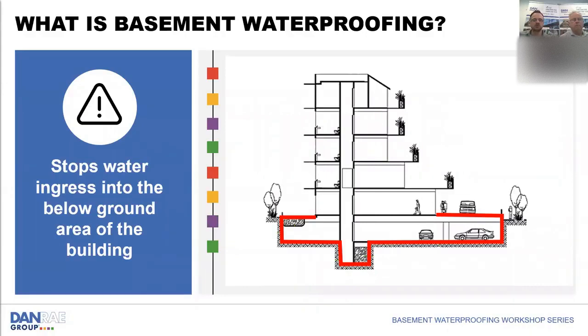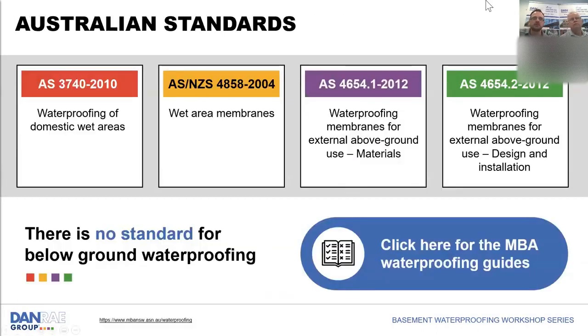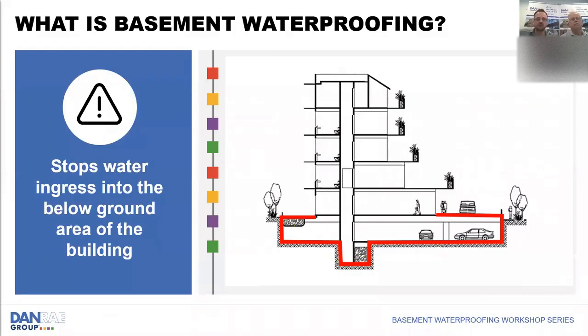So what is basement waterproofing? Basement waterproofing generally stops any water ingress into the below ground of a building. We've highlighted there in red where the waterproofing is applied. So basically, it involves the solutions provided by the waterproofing contractor to stop any water ingress from the lift pit all the way up through the basement, and also in some cases from the car park down into the basement, externally.